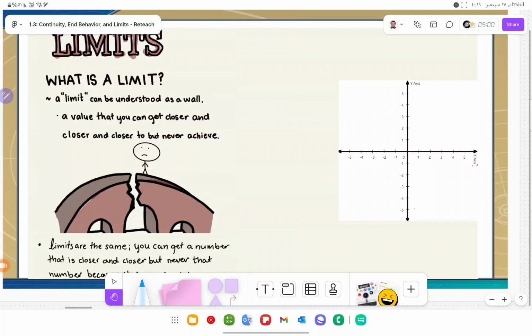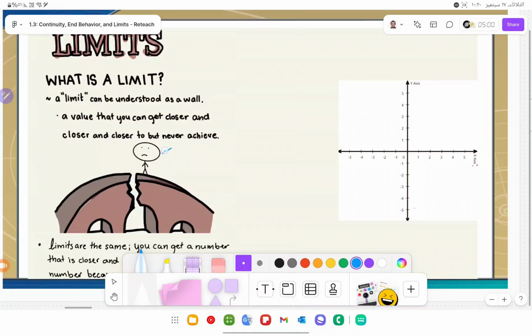As you can see, we can understand the limit as a wall, a value that you can get closer and closer and closer to but never achieve. It's similar to this guy here. This guy here is so sad. Why is he so sad? Because he was going to cross the bridge, but he just goes closer and closer to the gap, but then he can't. He just knows that he can't jump, or he can't go through this hole. Okay, so this is, in a general way, what the limit is.